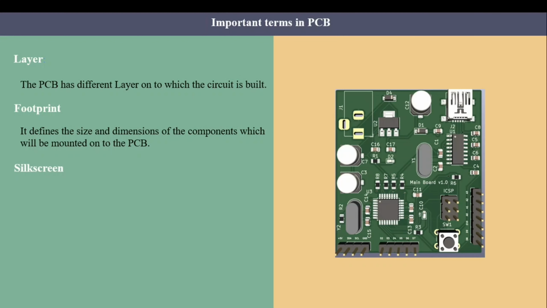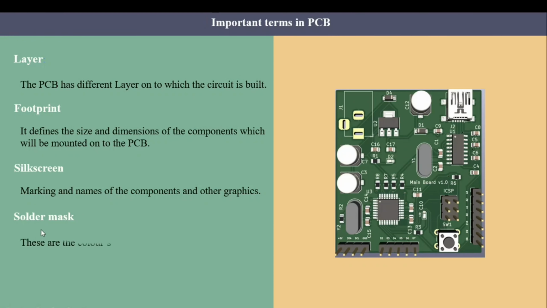Now the third is the seal screen. Marking and name of the component and other graphics. So if you see the J1, U2, C16, C17, like the mainboard version 1.0, this is a seal screen. Board has a layer of seal screen also.